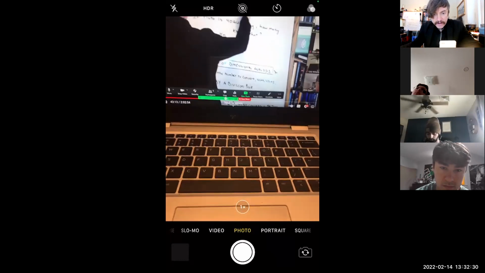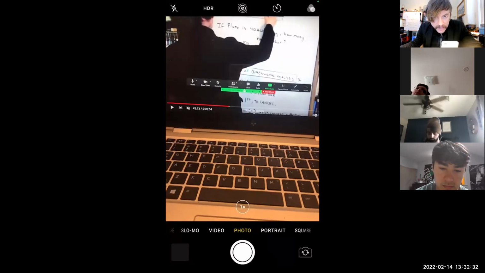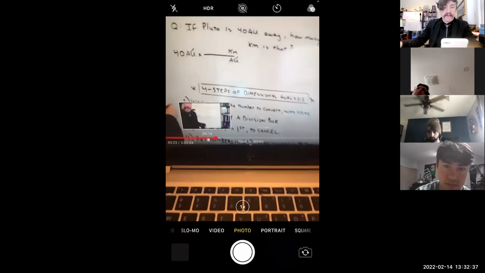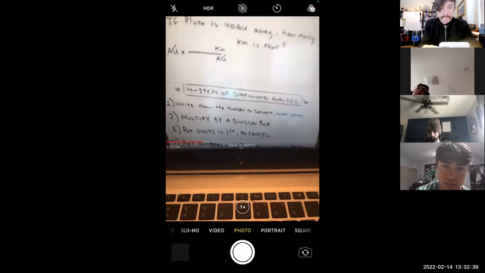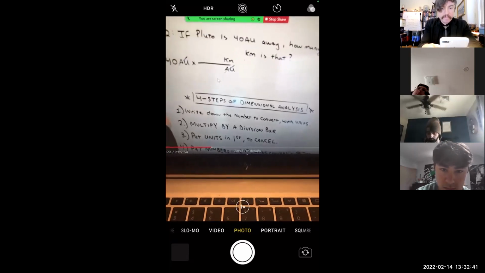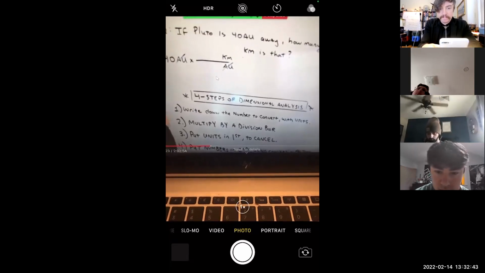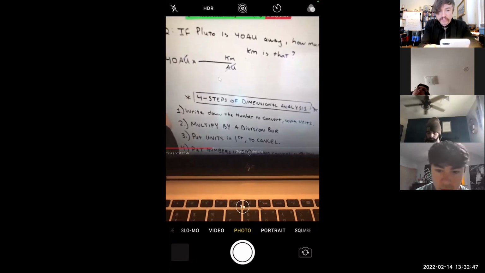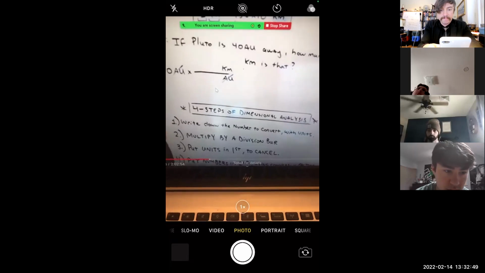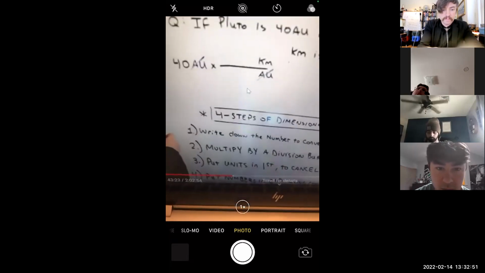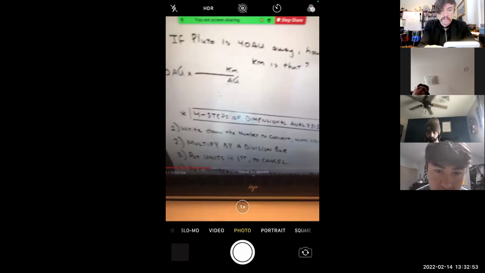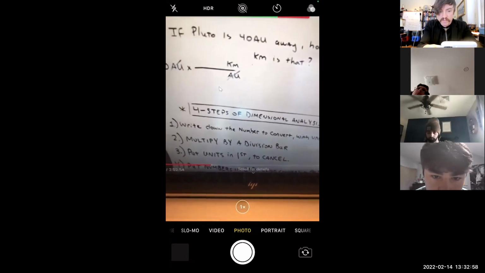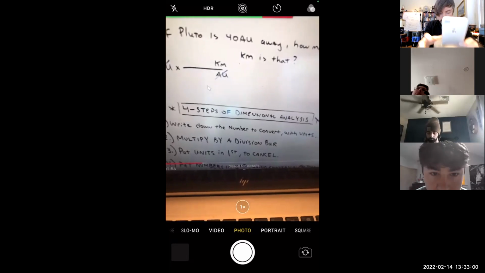there we see, get out of my way here. Let's see if we can write these down here. All right, so what's that first step? What does it say? Can you see my screen? Just look at my screen. All right, I'm looking at your screen. What's the first step? Just read the words. Write down the numbers to convert with units.